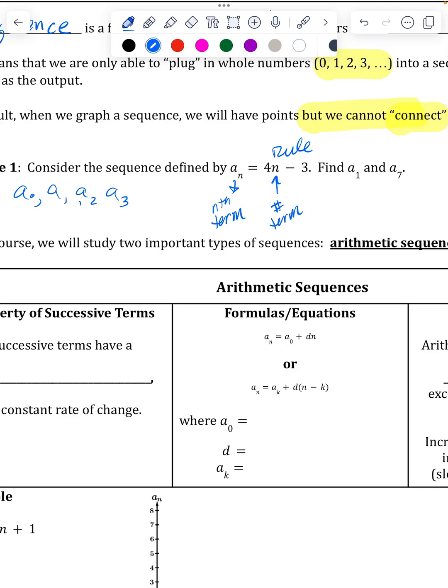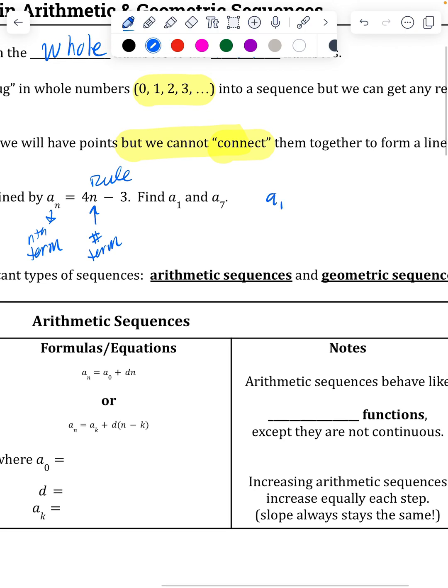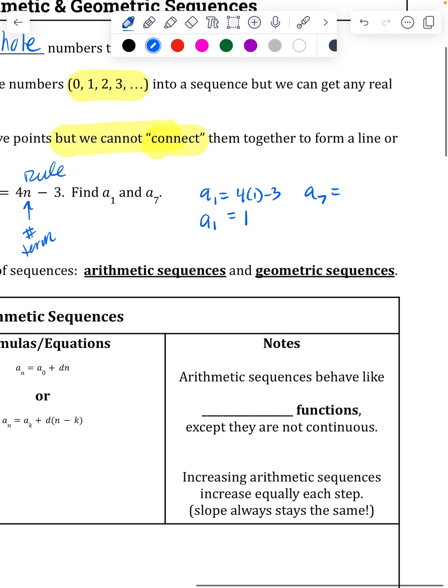So if you want the 5th term, you're plugging in a 5. You want the 4th term, you're plugging in a 4, and so on. It says find A1 and A7. So to find A sub 1, we say A sub 1 because it's a subscript. I'm just plugging in the term number. And so A sub 1 is going to be a 1. And then if I want A sub 7, it's saying, hey, what would be that 7th term? So I'm going to go ahead and plug in a 7. And A sub 7 is going to be 25. So we're generating what terms would be in those positions of the sequence.